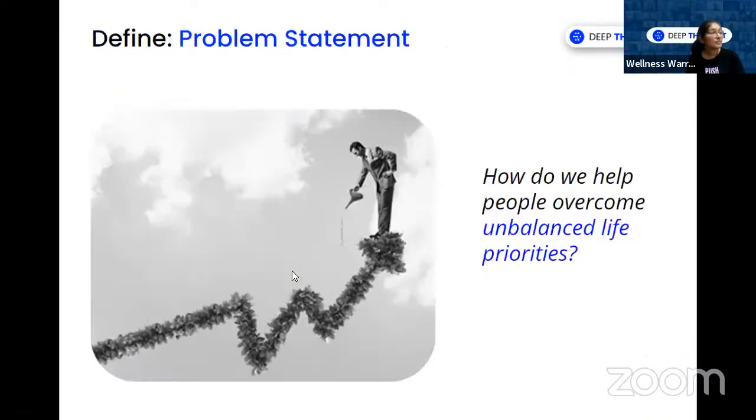So the problem we are having is: how do we help people overcome unbalanced life priorities? They are doing lots of things and tackling multiple things, like family, friends, and social life, so they are not able to think about how they are going to manage their priorities, and they have unbalanced life priorities. How can they overcome that? So this is the problem statement that we need to tackle.